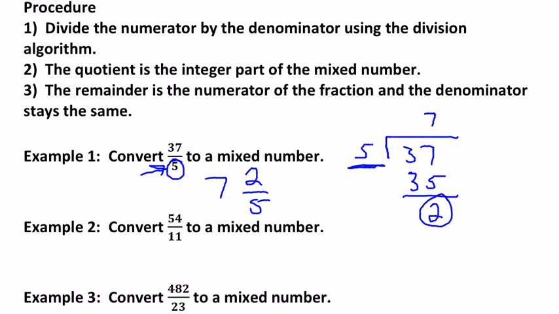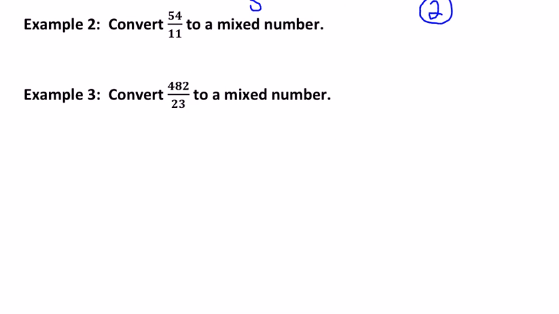Okay, let's look at example 2. Similar type problem, but this time you're dividing by 11. And just like the last one, there's only one number that goes into it. And so it's going to be 11 times 4 is 44. Which means you have 10 left over. You don't have to do any more because 10 is the remainder.